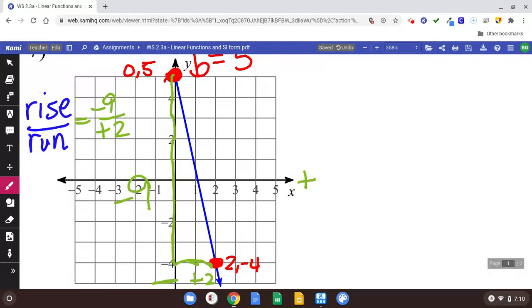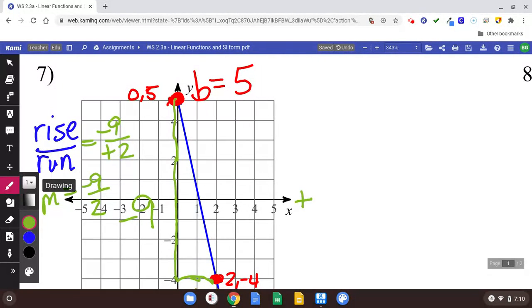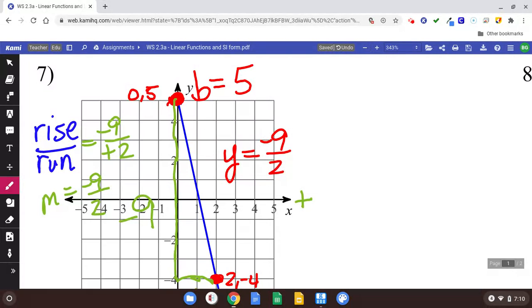Rise over run. Incidentally, that'd be the same thing you get if you did the formula. If you did your y2 minus y1 over x2 minus x1, you'd get the same thing. That's your slope. So if we have our slope and we have our b, then we should be able to write the equation. We know y equals, the slope is -9/2 times x plus the b number is 5.